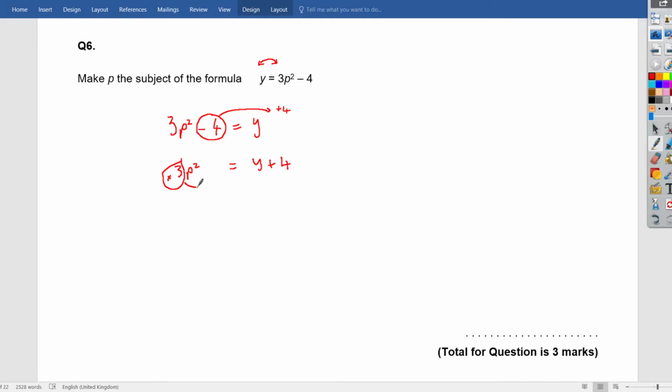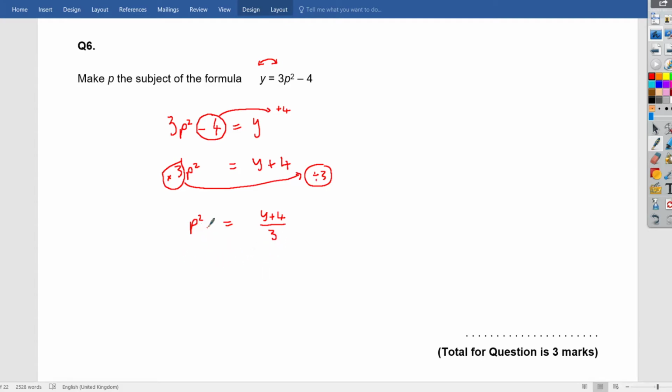The opposite of multiplying by 3 is dividing by 3. The way we divide by 3 is just make a fraction, put everything all over 3. So we end up with p squared equals y plus 4 all over 3. If you want to put brackets in, it's up to you, but as long as we've got the fraction sign there, then we're okay with that. So separating top and bottom, we've got the numerator over the denominator, so we've got a nice fraction here.